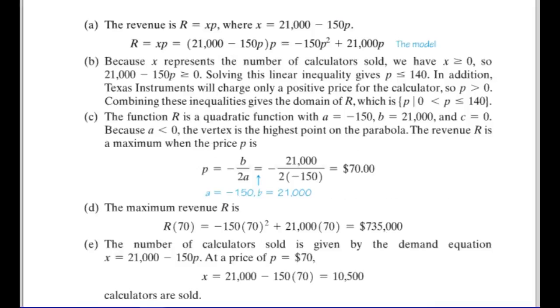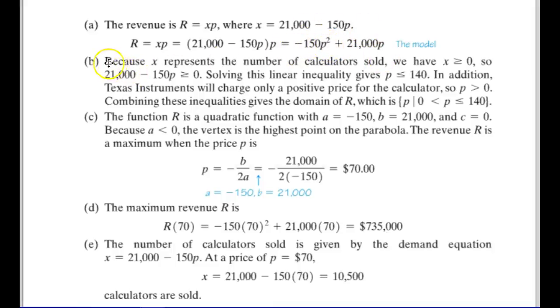Okay, so this is a lot of info. We're just going to start at the top. We know that the revenue is my X times P. So we figured out before that my X equals 21,000 minus 150P. That was the demand equation that we were given. So I know I have to multiply that times P, so I end up with my model, my quadratic, because I have an exponent of 2.